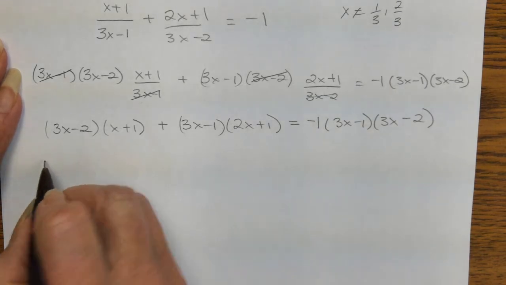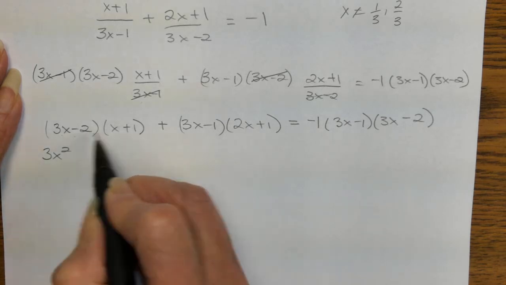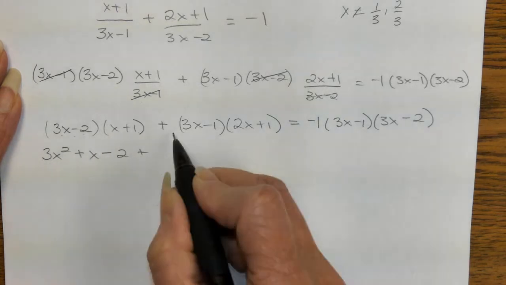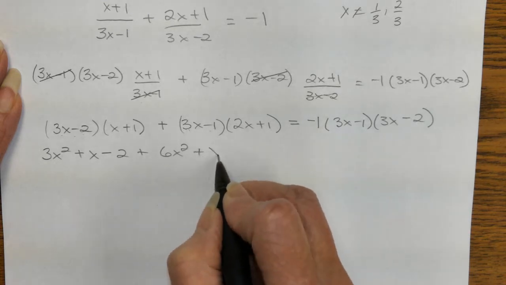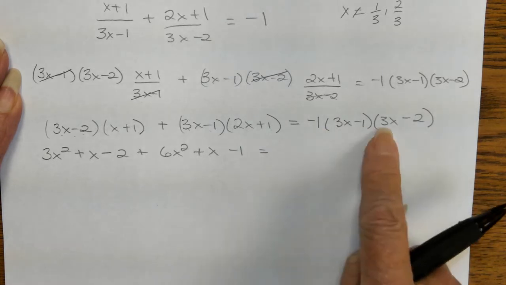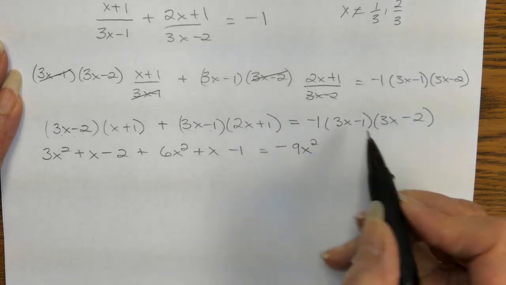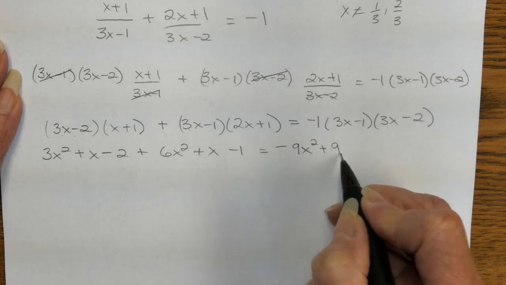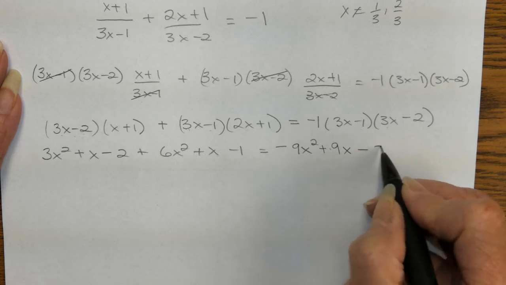So we'll just do a little FOILing here and get 3x squared, then positive 3x, negative 2x, negative 2 times 1. So 6x squared, a positive 3x, a negative 2x, a negative 1. And then on this side, I'm going to multiply these and at the same time multiply through by negative 1. So we have a negative 9x squared, a negative 6, a negative 3. So once I get the negative 1 in there, that'll give me a positive 9. Then 2 times negative 1, negative 2.